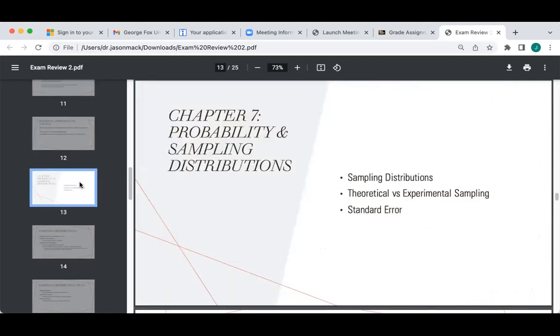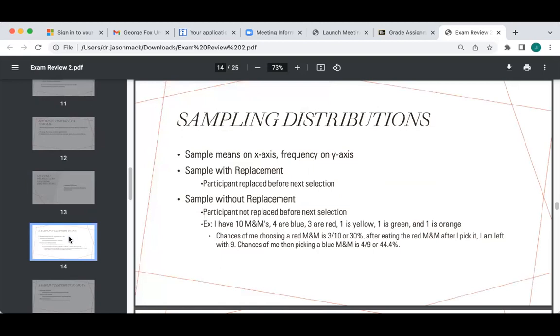For chapter 7, we covered sampling distributions of probability, and we go over the different types of sampling and standard error. For sampling distributions, sampling means are on the x-axis and the frequencies on the y-axis. You have sampling with replacement and sampling without replacement. With replacement, the participant is replaced before the next selection, and without replacement, it's not replaced before the next selection. So I gave a little example here where I had 10 M&Ms, and after eating one, I had 9. So that was the example.